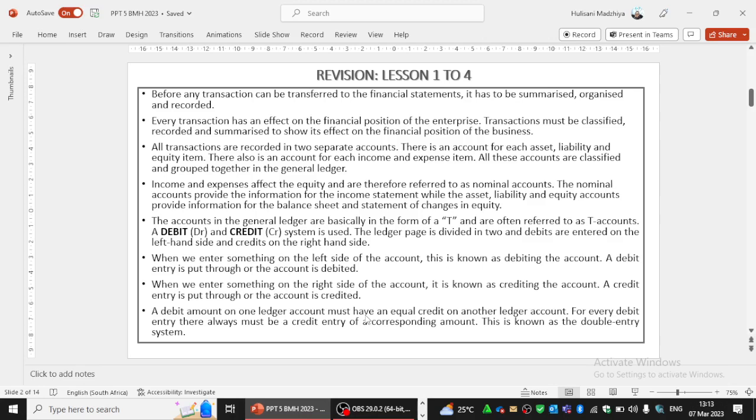So those were the most important things that we covered from lesson 1 to lesson 5. In addition, for each and every transaction that occurs, we need to ask ourselves 3 questions while we're trying to analyze and record that transaction, to say: what was the event that took place.